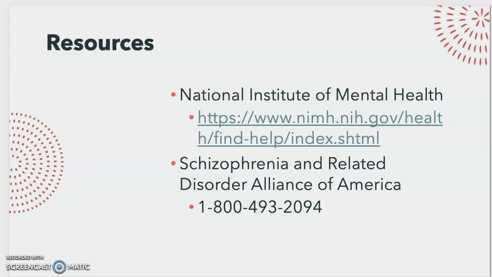Resources. The National Institute of Mental Health is a resource, and the Schizophrenia and Related Disorders Alliance of America, and the number is 1-800-493-2094. If you or anyone you know is struggling with schizophrenia, you can reach out to these two resources to help you deal with that.